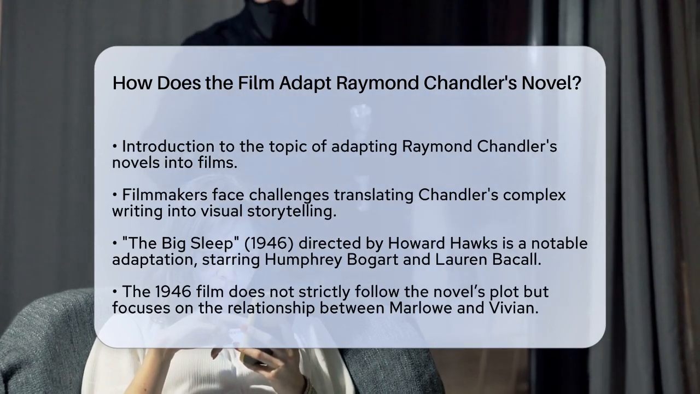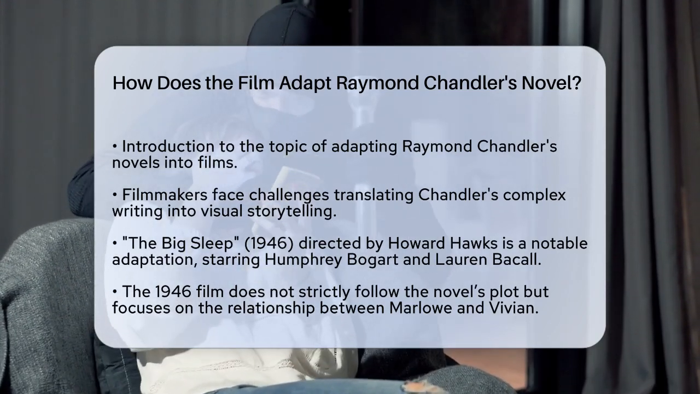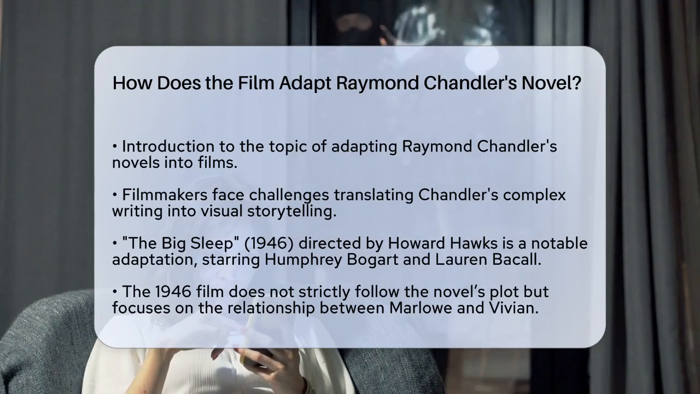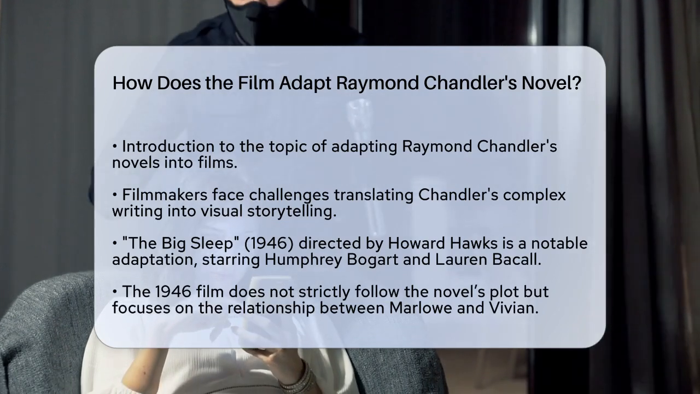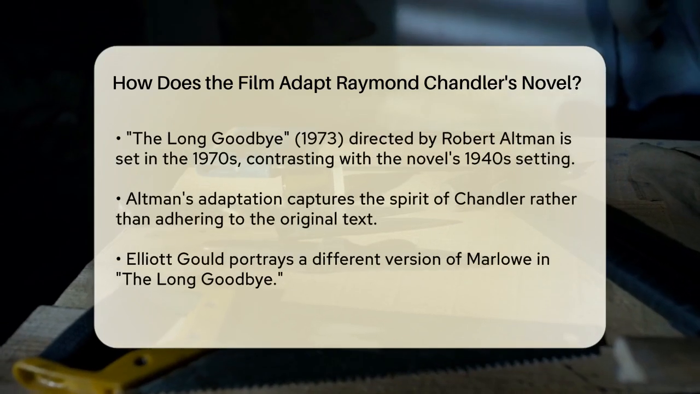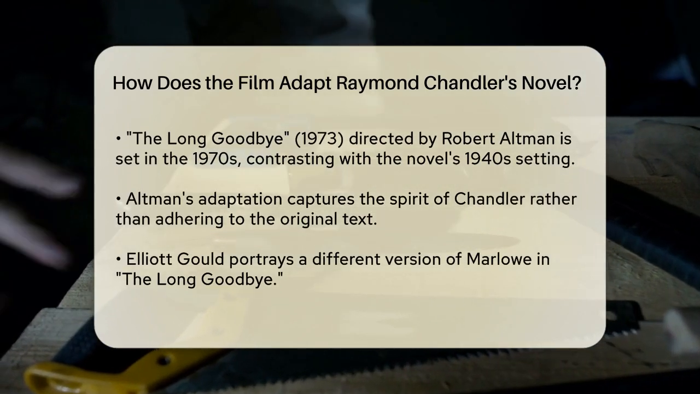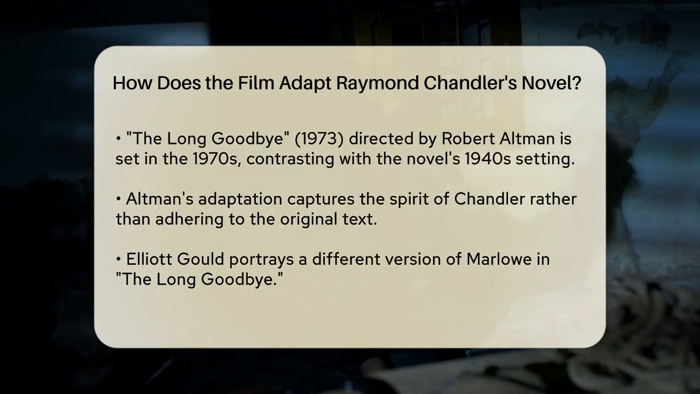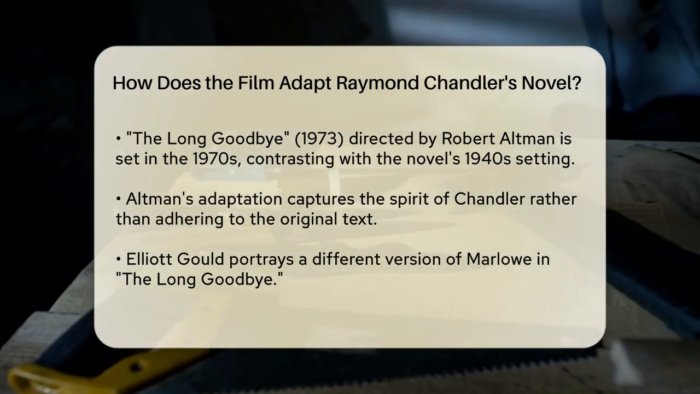For instance, Chandler's novel The Big Sleep has been adapted multiple times, but each adaptation has its own unique take. The 1946 version, directed by Howard Hawks, starring Humphrey Bogart and Lauren Bacall, is particularly notable. Despite its complicated plot, the film succeeds as an independent work of art, but it doesn't strictly follow the novel's storyline. Instead, it focuses on the emerging partnership between Marlowe and Vivian, creating a narrative that differs significantly from the book.